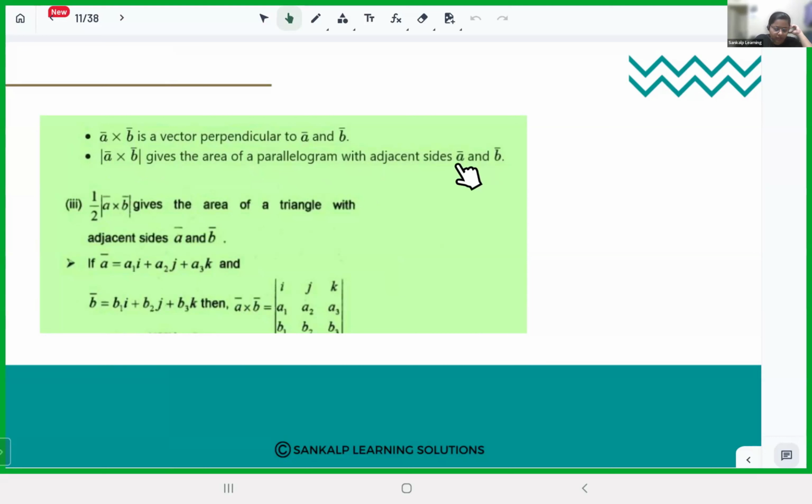So half into the magnitude of A cross B gives the area of a triangle with adjacent sides A and B, and the magnitude of A cross B gives the area of a parallelogram. All right. Now they have given you how to find out the cross product of two vectors. It is the determinant of i, j, k, A1, A2, A3, B1, B2, B3. And what is this A1, A2, A3? It is the components of the first vector, and B1, B2, B3 are the components of the second vector.